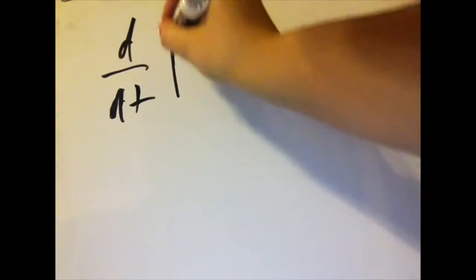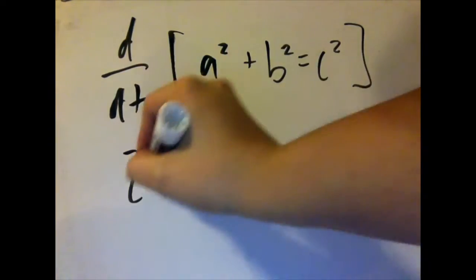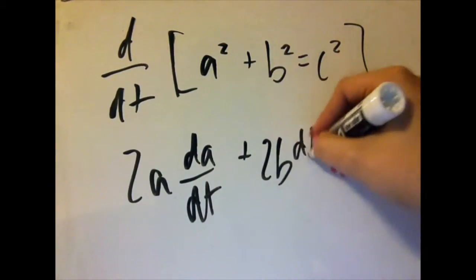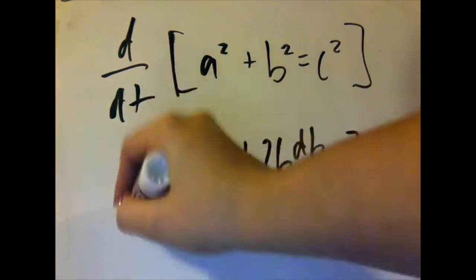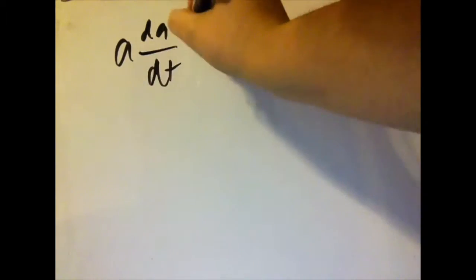Alright, so the next thing we're going to do is apply the derivative operator to both sides of our Pythagorean theorem. And we're doing this to figure out what the speed of c is. So once we apply the operator, we're going to get 2a dA/dt plus 2b dB/dt equals 2c dC/dt. And we can cross out the 2's because those all cancel themselves out in the end. So next we're just going to plug in our values here.